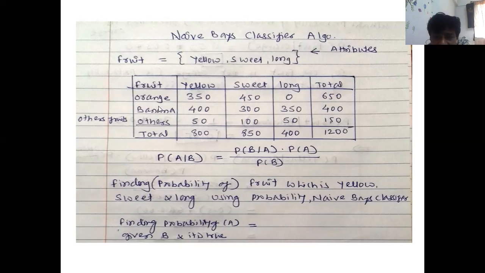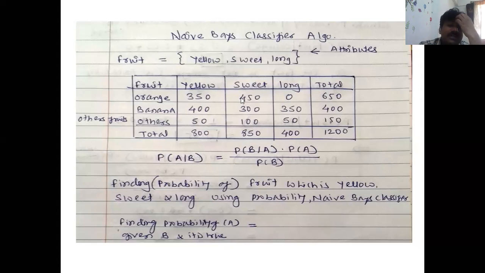So horizontal addition, the total oranges are 650, bananas 400, and others are 150. With respect to this, total yellow fruits are 800, sweet fruits are 850, and long fruits are 400. Okay, so this is the data set and explanation of that. Fruit, orange, banana, and various other fruits that are added in the others category. Yellow, sweet and long, these three attributes are considered for these fruits, and these are the totals. Okay, horizontal and vertical total.